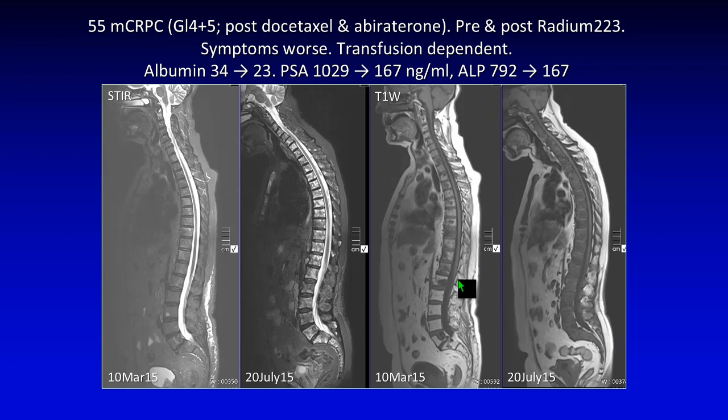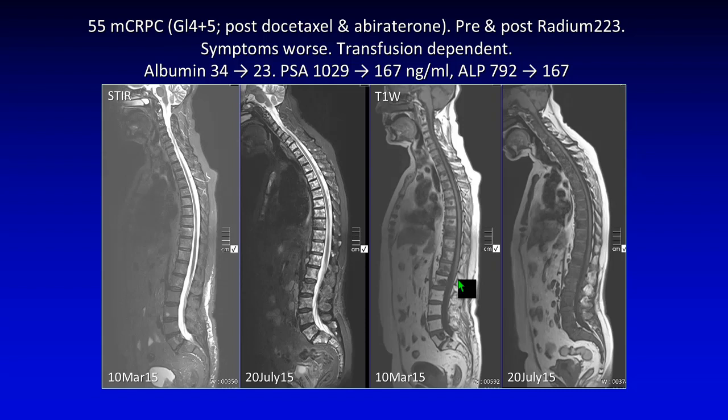Now, if you were to look at this particular patient, being treated with Radium-223, so a type of radiotherapy, a liquid radiotherapy if you like, you can see that the patient is clinically worse, right? Symptoms are worse. He's becoming transfusion dependent. His albumin is falling. But his PSA has gone down. So biochemically, he's getting better. Physically, he's getting worse. So the clinician's scratching his head, thinking, hang on a minute, what should I be doing next? Is he getting better or is he getting worse?